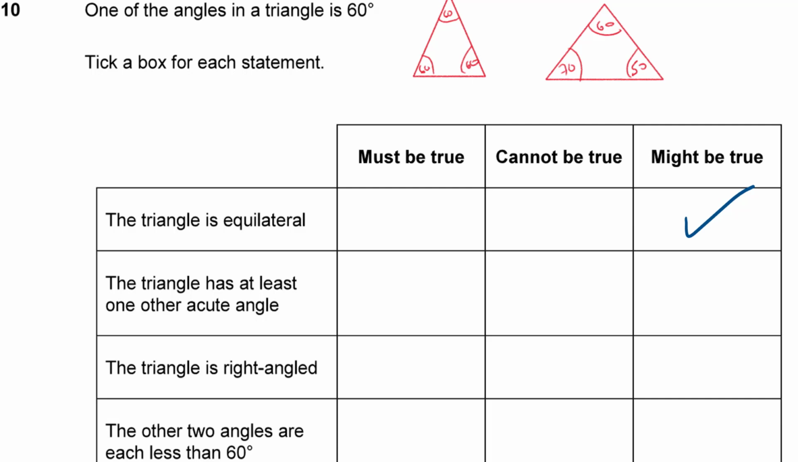They must be obtuse. So they must be bigger than 90. So that cannot be true. So it must be true that the triangle has at least one other acute angle. That has to be true.